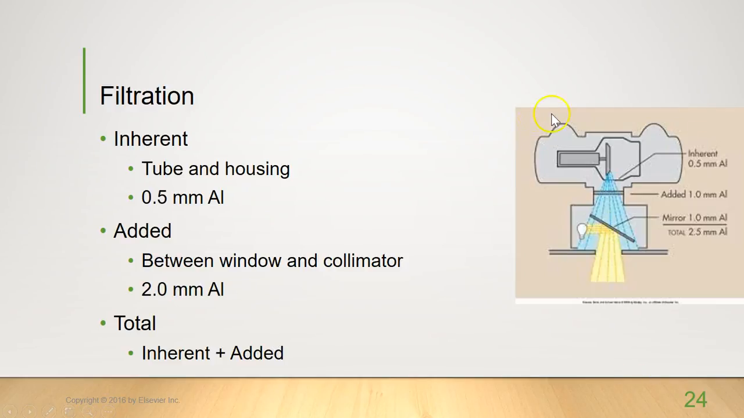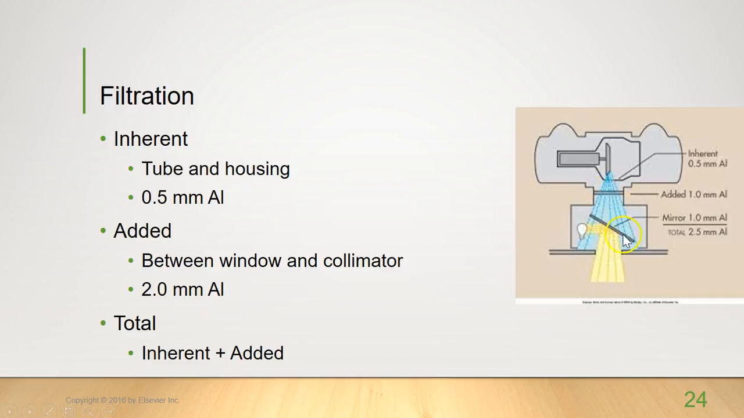So here is the tube. So here's the inherent 0.5, and I want you to see this right here. This is the target window. So there's that first bit of aluminum. Now, this 2 added, it says it's between the target window and the collimator. Well, some of it's in the mirror, and then some of it's right here.